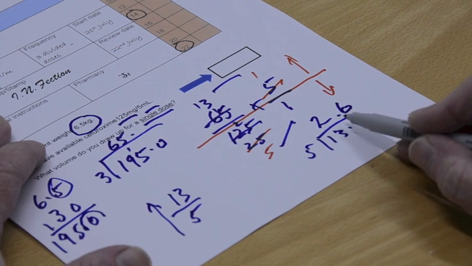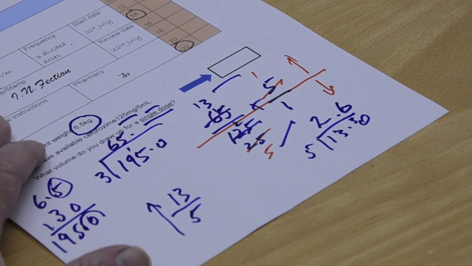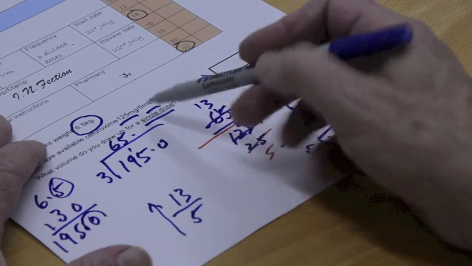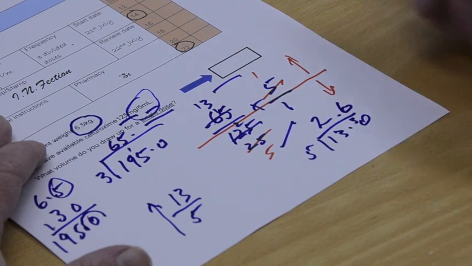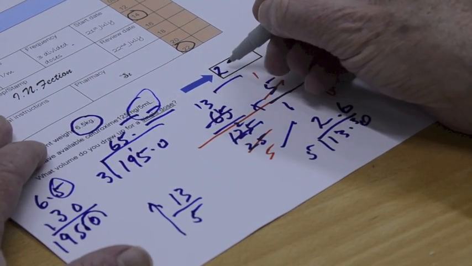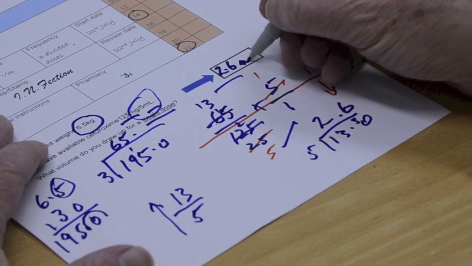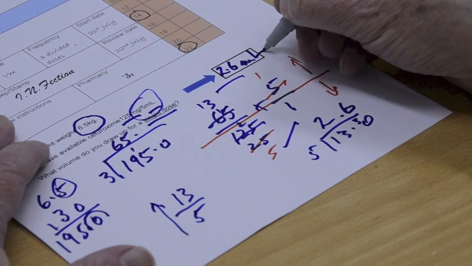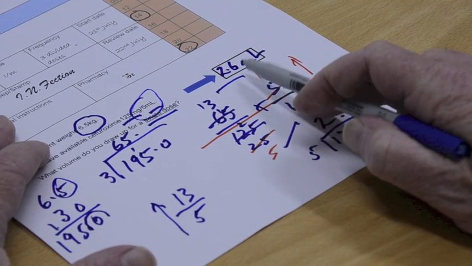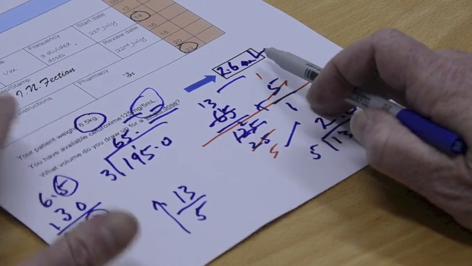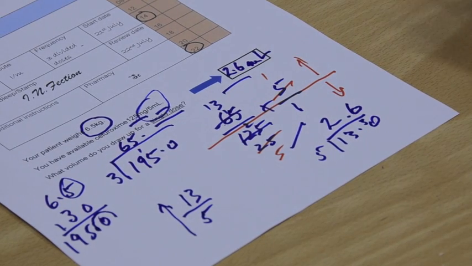We've got our 2.6. 2.6 what? Well, don't forget, it was in mils. It's in a fluid. So when you put the answer in, which is 2.6, if you can see it amongst all this other arithmetic, 2.6 mils. And that's it. Quite easy, really, wasn't it?